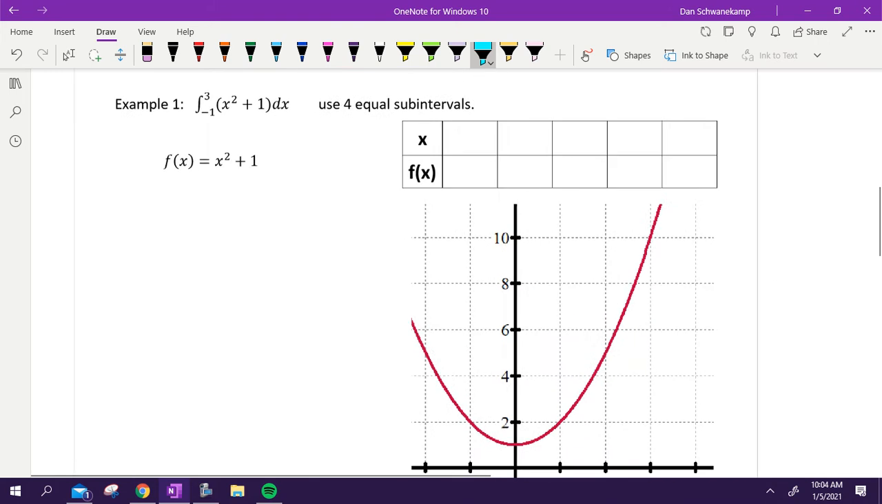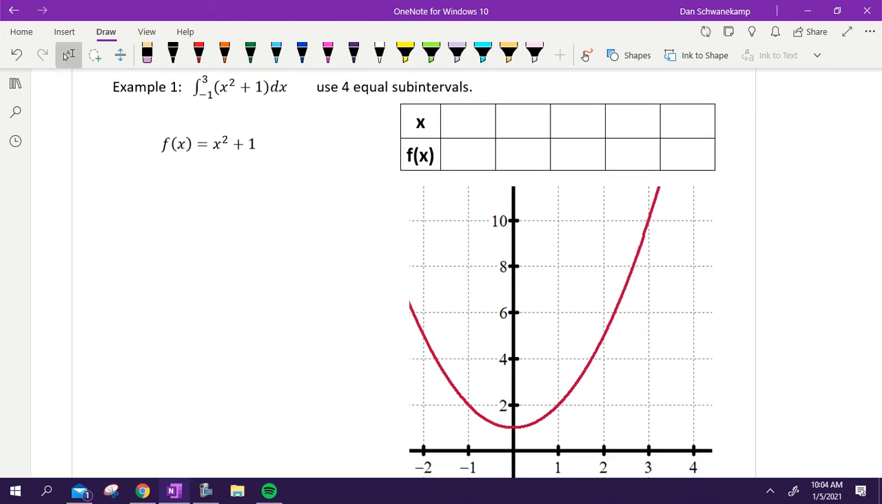Now let's actually do it. So we kind of seen it. Now let's do it. Here we go. We are going to integrate from -1 to 3, x squared plus 1 dx. So this is my equation. There is the graph. We are going to integrate from -1 to 3 using trapezoidal sums. And we're going to make 4 equal subintervals.